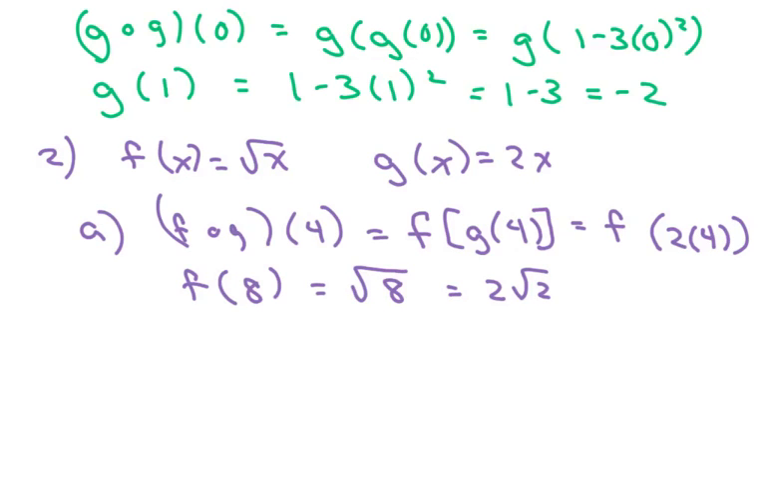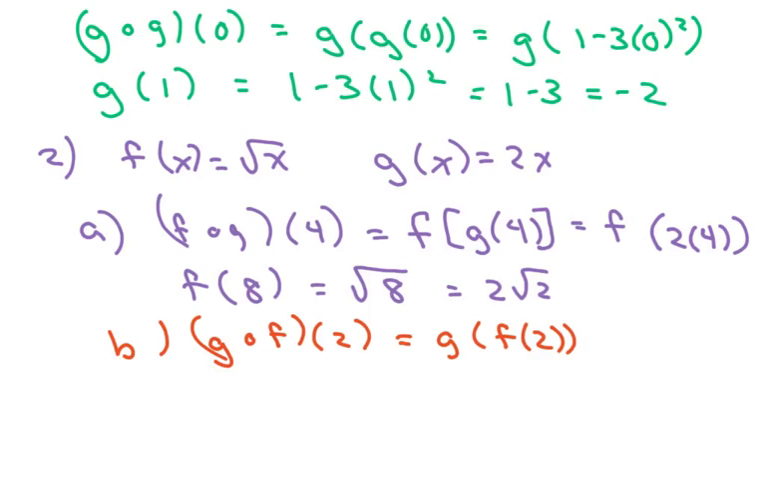Okay, and B, we're going to do g of f of 2, so that's going to be equal to g of f of 2, which equals g of square root of 2, and so that's going to equal 2 square root of 2.